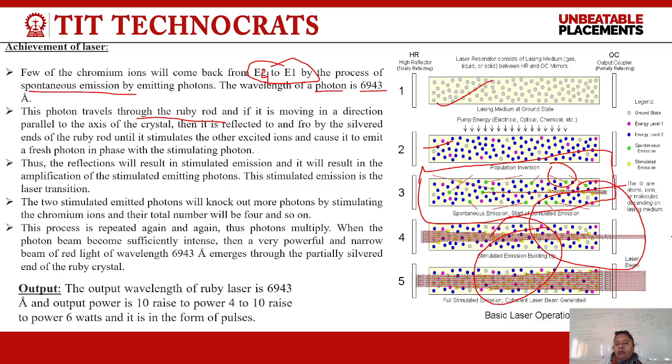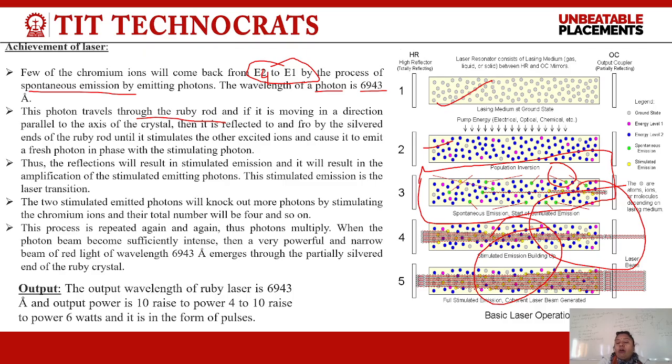As you can see here, whenever one photon of 6943 angstrom wavelength is generated, it starts traveling in the optical cavity, and due to the optical resonator the photons move to and fro inside the cavity, and in this way they are enhanced by each movement.